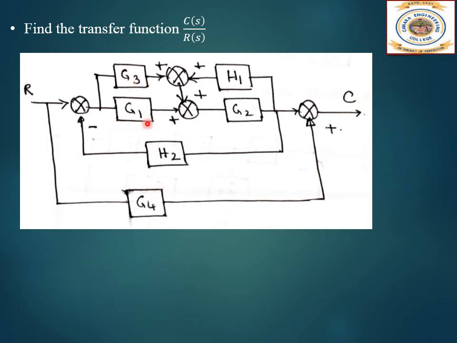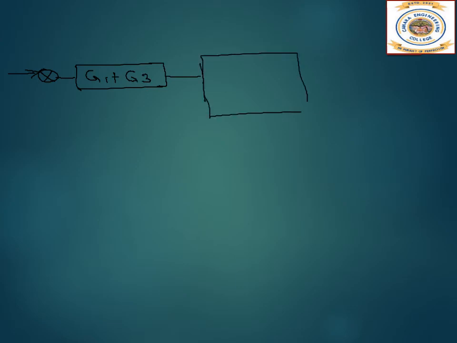First we will solve this G1 plus G3, and this feedback, we'll solve this. So let us start the simplification. We know that G1 and G3 are in parallel, so we get this as positive, G1 plus G3. And here we have a feedback, so G of S is G2 divided by 1 plus or minus feedback, where G of S is G2 and H1 is H of S.